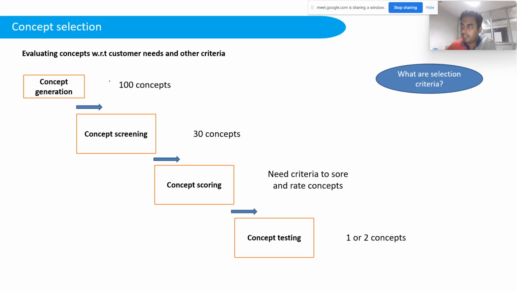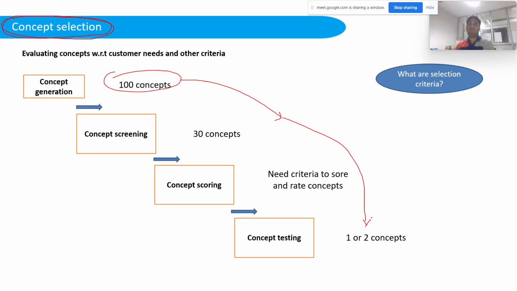Okay, so next is your concept selection phase. This is the last phase in a product design process. What we do in a concept selection process is that from a set of initial ideas, or a set of initial concepts, we evaluate the concepts and come up with a number which can be workable, which can later go for testing for further product development.